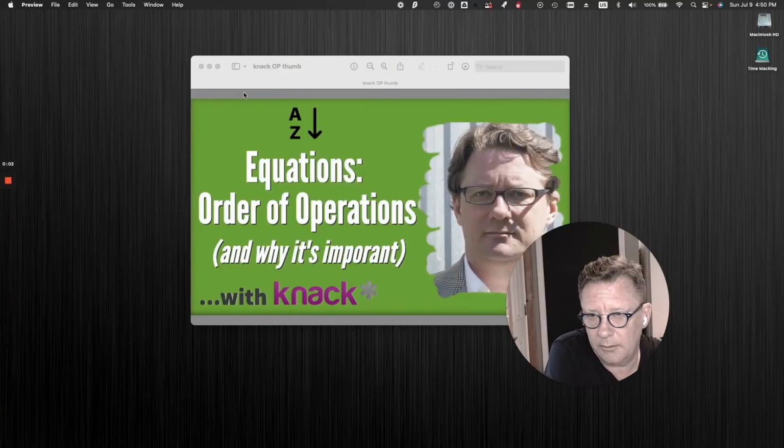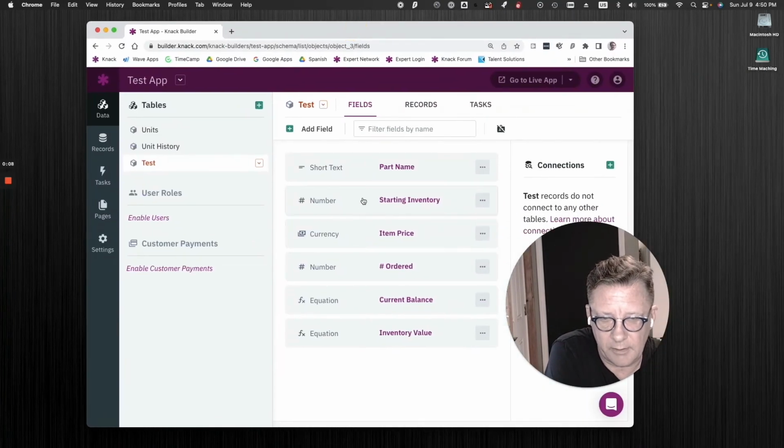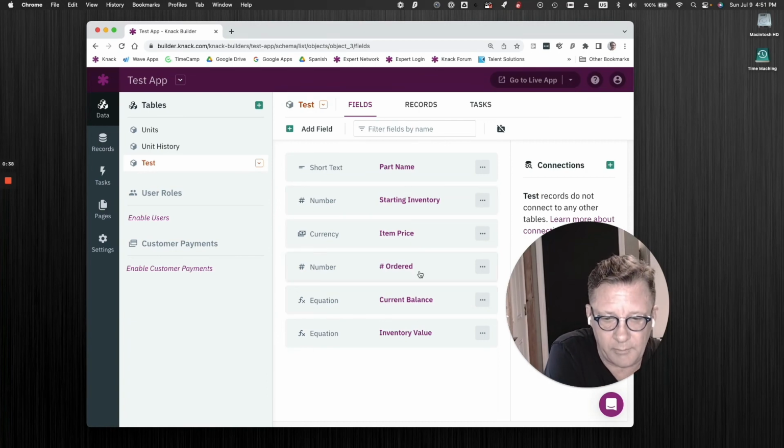Okay, let's go for it. To demonstrate what's going on here, I made up some fake app, sort of like an inventory thing, and I just have a few fields. Part name, and since it's inventory, we're going to enter a starting inventory, that's a number. The price of this item, the number that it's been ordered. Now, if this was a more complex app, this number would be generated by looking at line items on invoices, but that's another deal. Then two equation fields: the current balance, which is going to subtract the number that has been ordered from the starting inventory, and the current value, which will take the current balance times the item price.